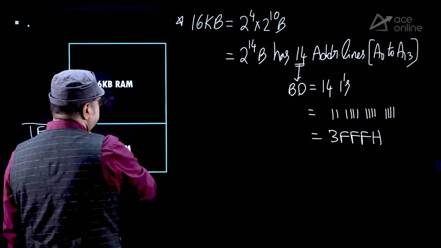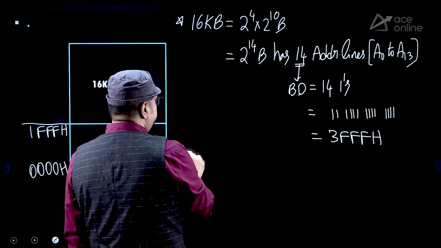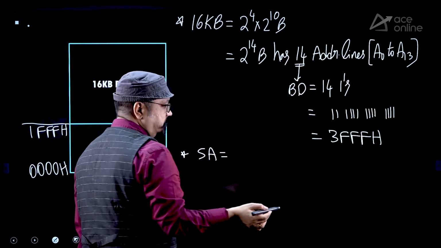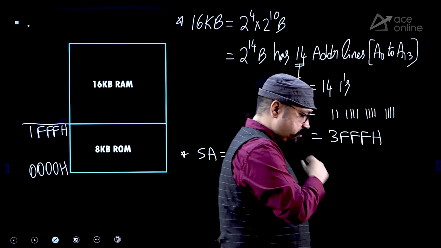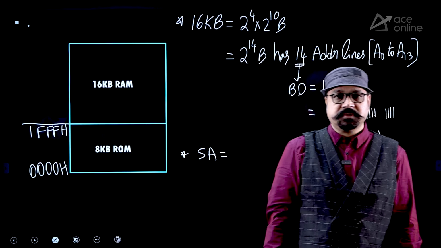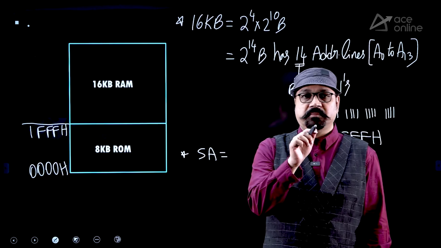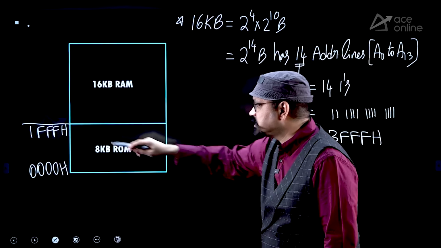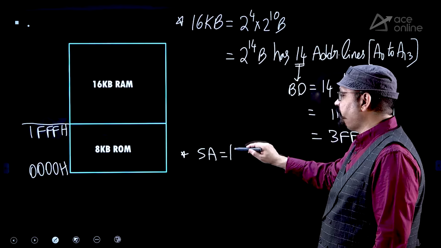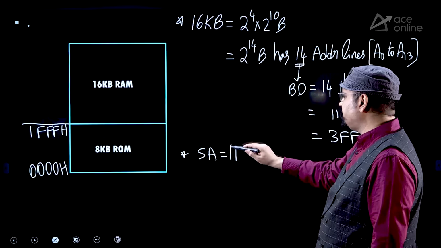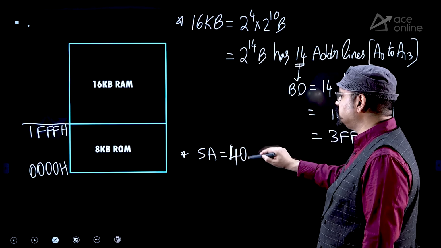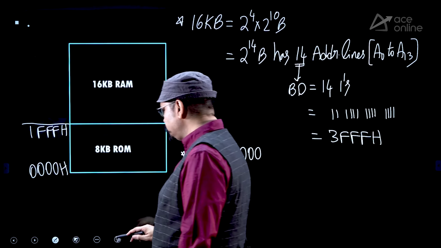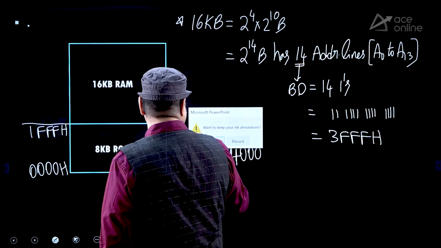If you know the starting address, you can add the byte difference and you will get the end address. What is the starting address of the 16 KB? Is it given? It is not given. Are you going to take any conclusion? But one more point is given: continuous address mapping. The 8 KB ROM just now we calculated is ending at 1FFF. So this is going to start from where? This is going to start from 4000 hexa. Sorry, this is 3FFF. This is going to start from 2000 hexa.